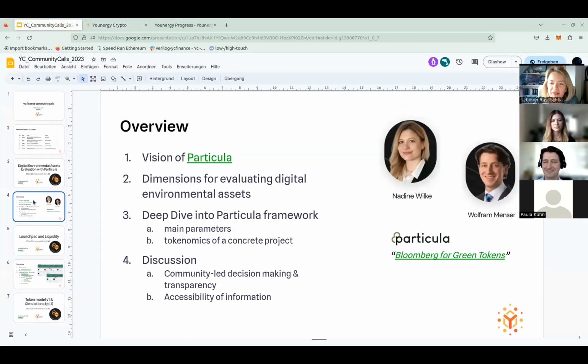And again, at the end of today, I will ask a lot of questions. But first, we will have introductions to the team, Nadine, Wolfram, Max. We will hear about the vision of Particula, the dimensions for evaluating digital environmental assets. We also did the transparency check with Particula, and that was quite insightful, and I would love to discuss that at the end. But you will also have a deep dive and an example where we go through all the steps and even tokenomics of a concrete project. So I look forward to that.